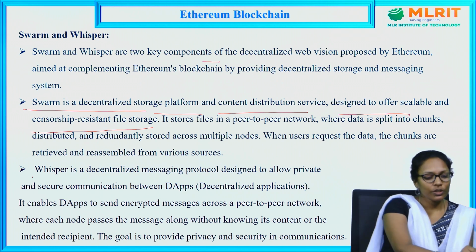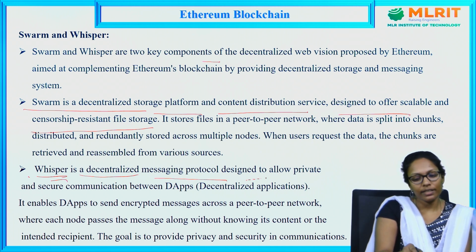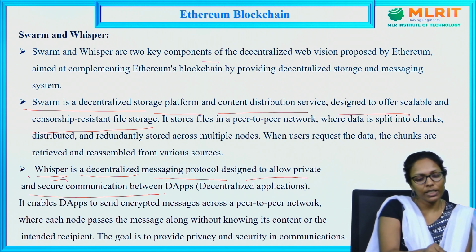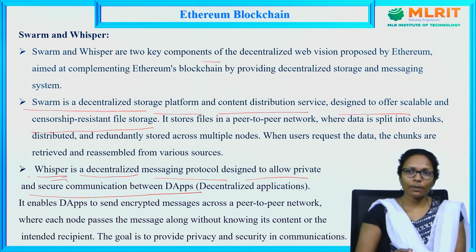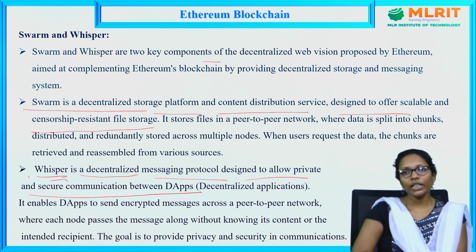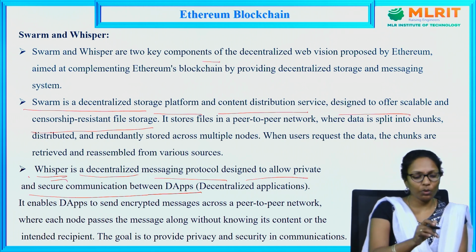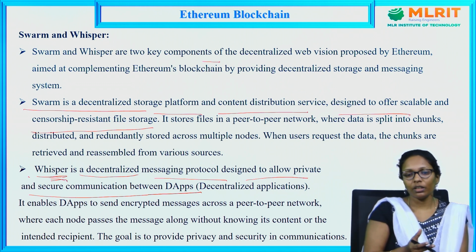And coming to Whisper. Whisper is a decentralized messaging protocol designed to allow private and secure communication between apps. Whenever you write a smart contract or decentralized application, there will be some communication between the nodes, from one node to another node. To provide secure communication among all the nodes, we are using a protocol called Whisper. So Whisper is a protocol which provides secure communication among the nodes which are present inside the Ethereum blockchain.